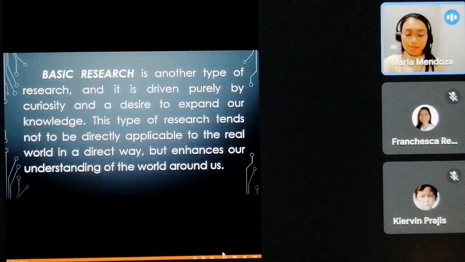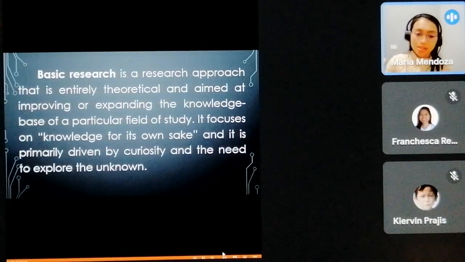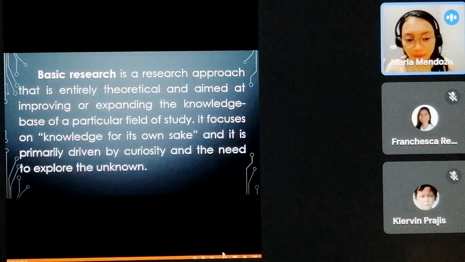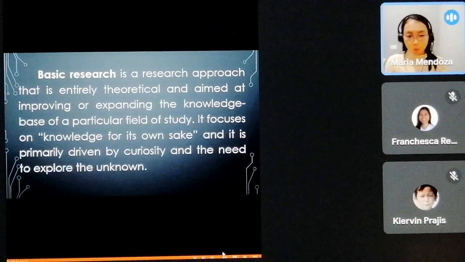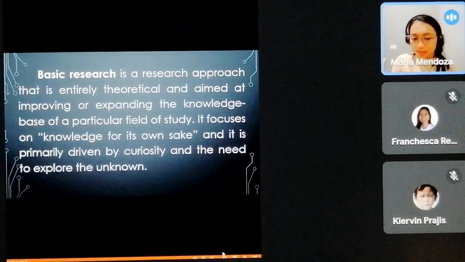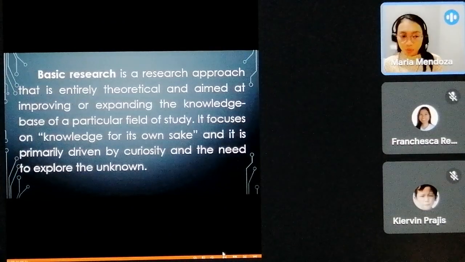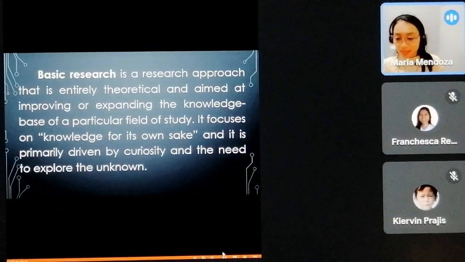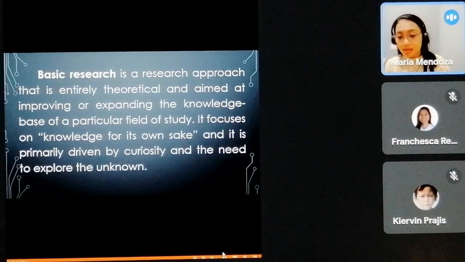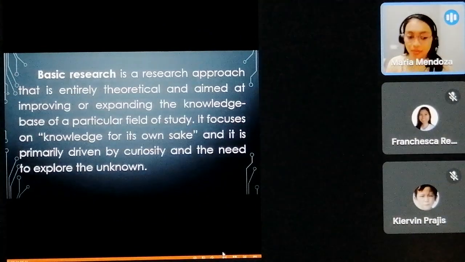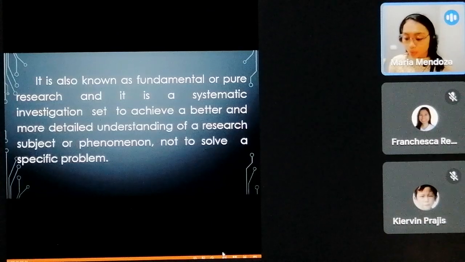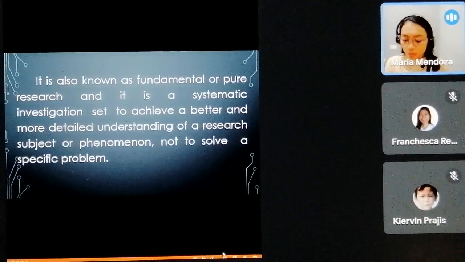I-record ko ulit. Basic research is a research that is drawn by our curiosity, by the unknown, okay? So basic research is an approach that is entirely theoretical and aims at providing or expanding the knowledge base of a particular field of study. It focuses on the knowledge for its own sake and is primarily driven by curiosity and the need to explore the unknown. So just like what I have told you in quantitative research, you have to look for your interests, you have to look for the things that you are curious about. And that is basic research. You are just going to study something that you are curious about. You are just going to explore the things that you think are unknown. Okay? So it is also called pure research, fundamental or pure research, the basic research, okay?